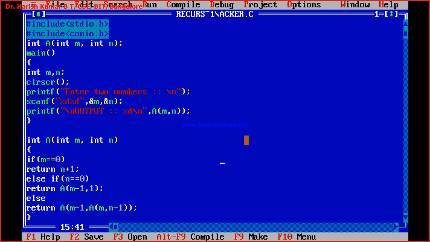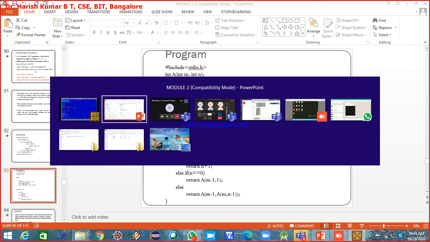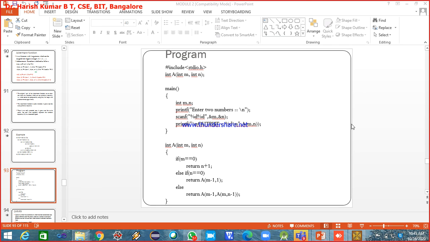Okay. So understood? Yes. Even if they ask in the exam to find the value for these 2 arguments using the Ackermann function, they don't ask you more than 4 comma 0. So they are limited to 4 comma 0. Okay. So just take some values and try to practice it. Okay, so that is with respect to the Ackermann function.